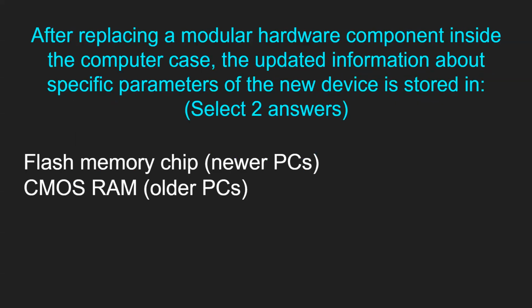After replacing a hardware component inside the computer, the updated information about the specific parameters on the new device is stored in. And that's going to be the flash memory chip in newer PCs and CMOS RAM on older PCs.